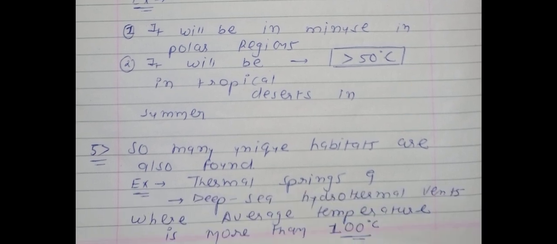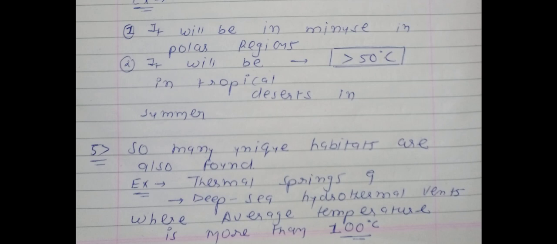Point number 5, we can say that so many unique habitats are also found. So now we are going to talk about these unique habitats. For example, thermal springs as well as deep sea hydrothermal vents, where the average temperature is more than 100 degrees centigrade. So underline 100 degrees centigrade; it is a one liner question or an MCQ.